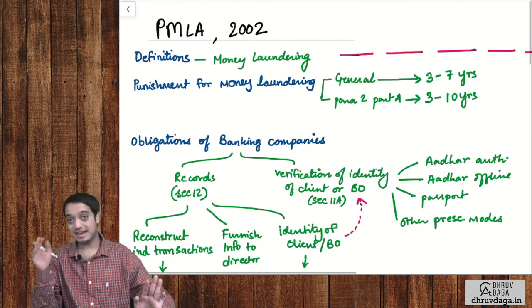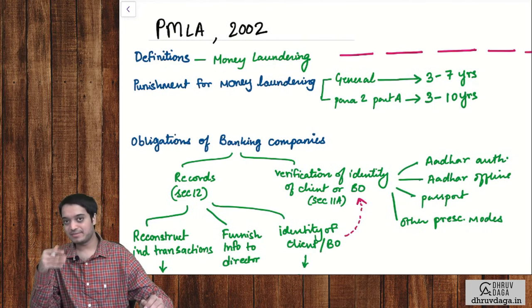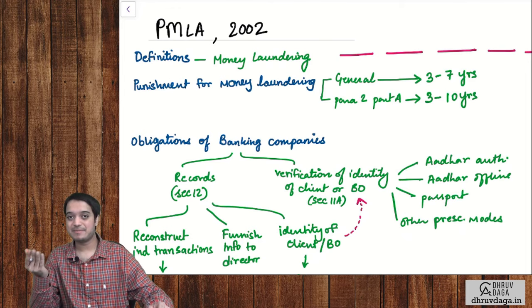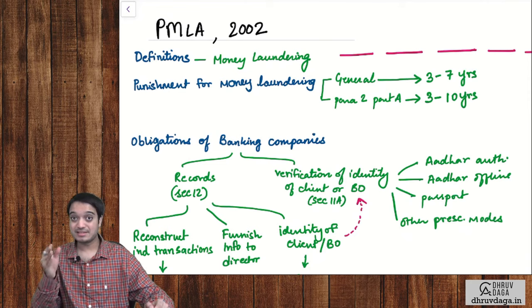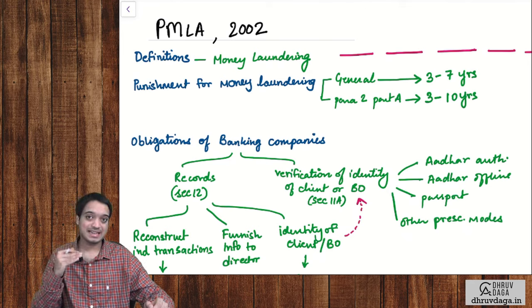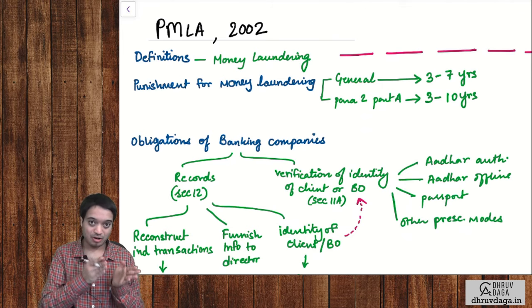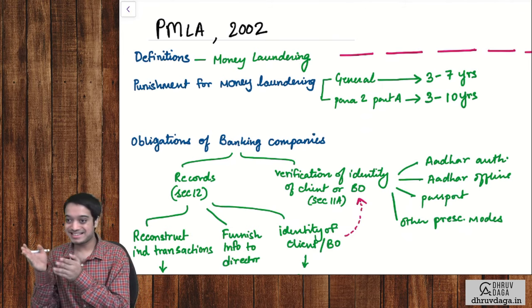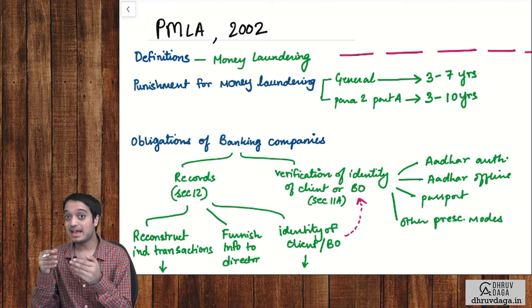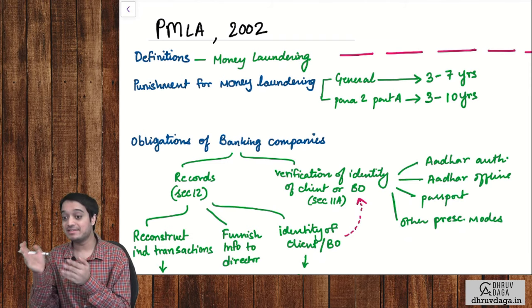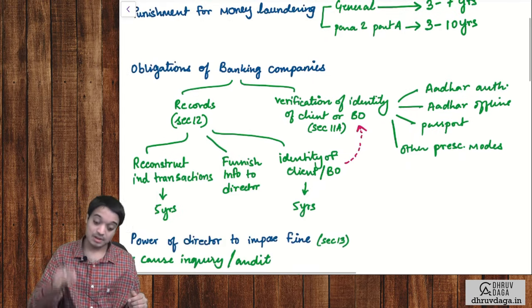Important definition. Then if you are found guilty of the offense of money laundering, what can be the punishment that can be given to you? That's section 4. It says minimum 3 years, maximum 7 years, general rule. However, if it's involving para A part 2 of the schedule, that's the Narcotic Drugs and Psychotropic Substances Act 1985, you can have a maximum imprisonment of 10 years, 3 to 10 years.